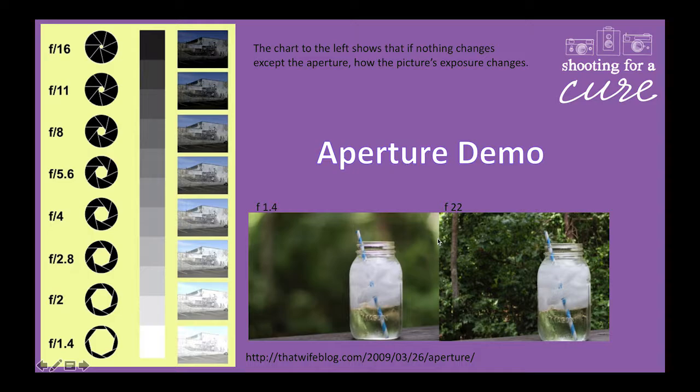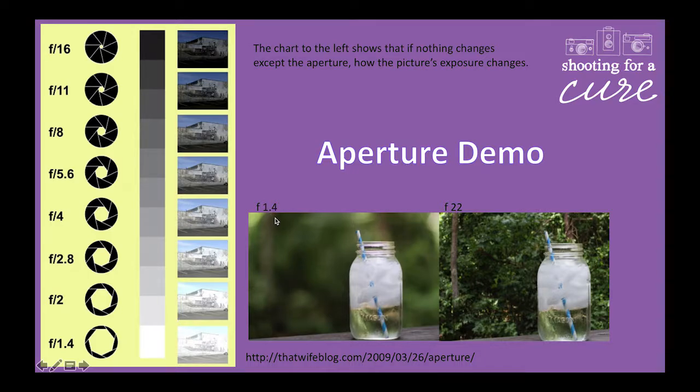Now here's a little demo that I wanted to show you. First of all, let's take a look at these two mason jars. These mason jars were in my backyard, sitting on my deck. Here's my deck. These are the woods right behind my deck, maybe 20-30 feet away. So here I'm shooting at aperture 1.4. If you look over on this chart, 1.4 is a very wide open hole. The aperture blades are opening up really big to let a lot of light in, okay?